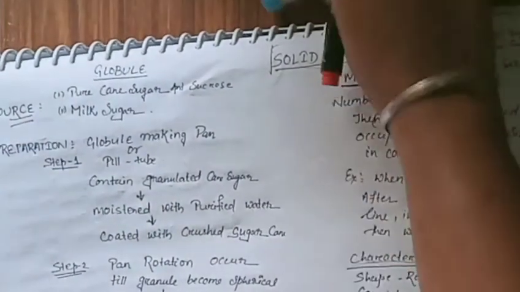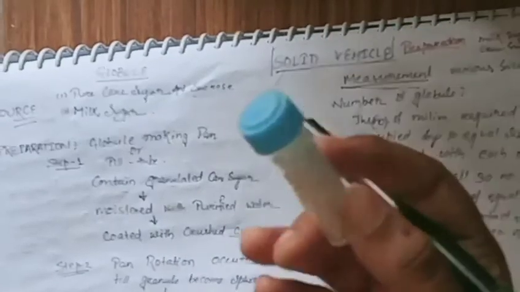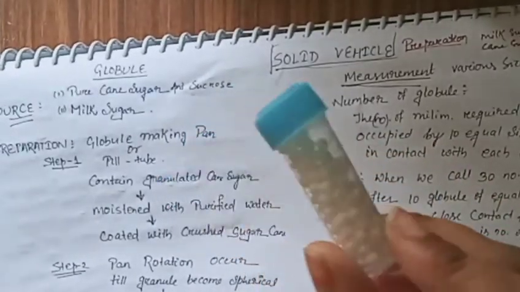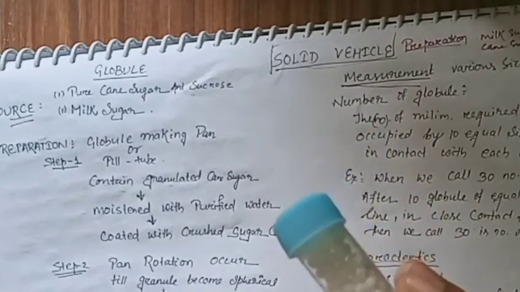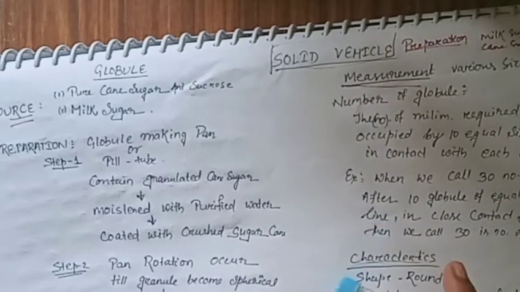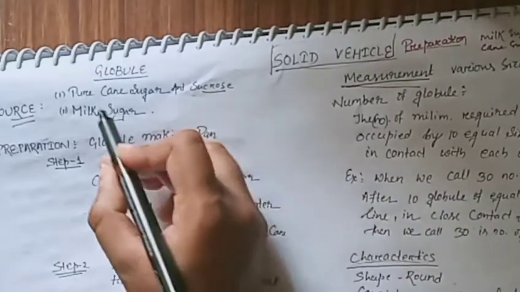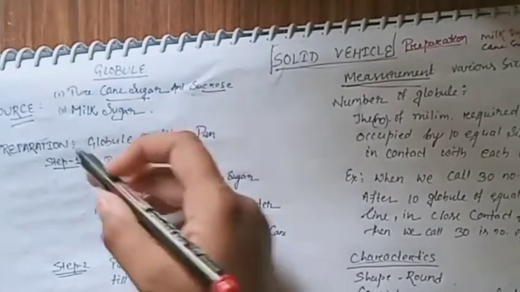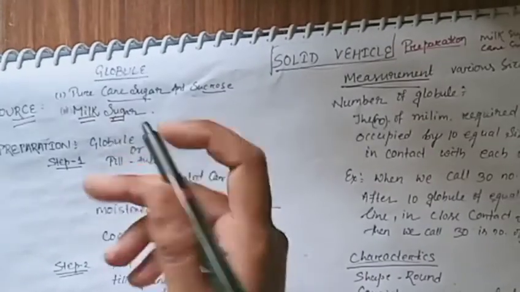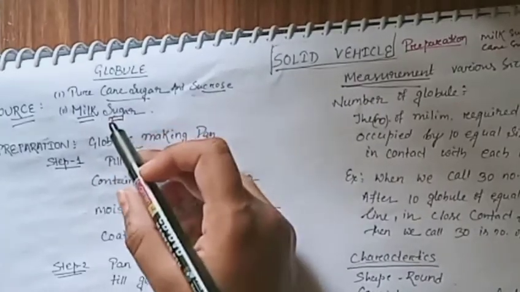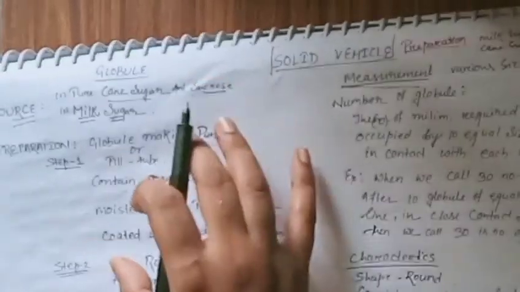So we should know that this globule is white in color and has a globular structure, so it is called a globule. Why is it called a globule? Because of its globular shape. Then where is it from? It is mainly from sucrose and cane sugar, and another source is milk sugar. So these are the sources from which we get globules.